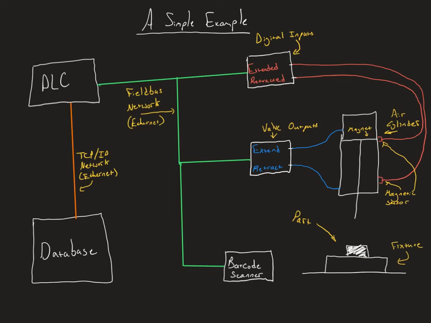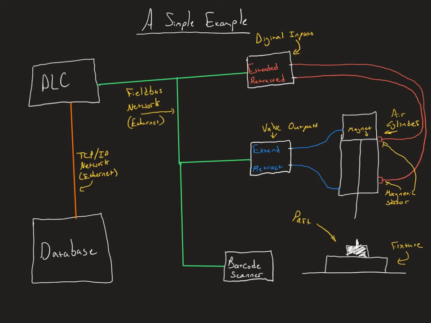The way that this machine would work is an operator would insert a pin into this machine, and the PLC would command the cylinder to press the cap onto the pin, and when the cylinder reached the extended position, it would be sent back to the PLC.